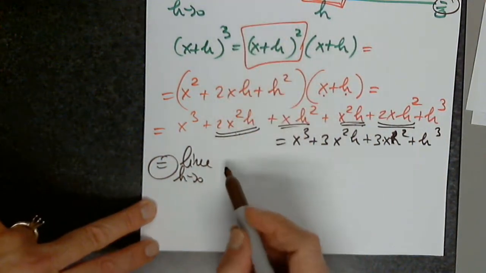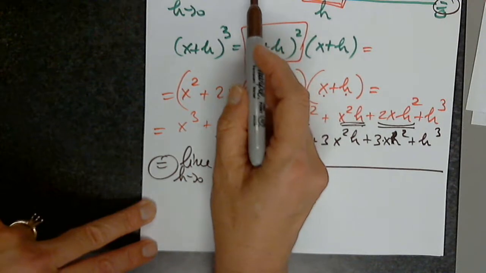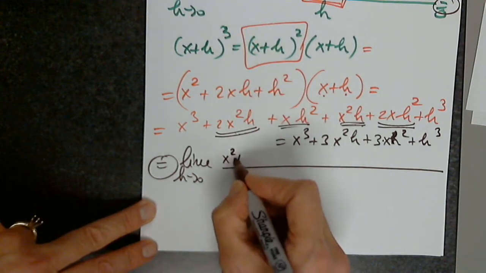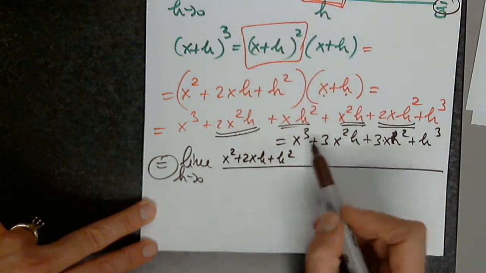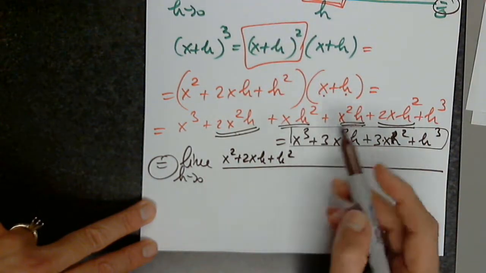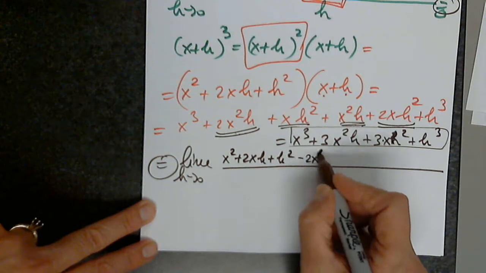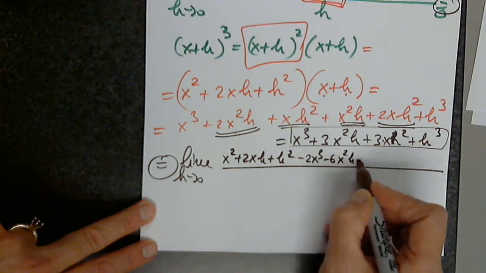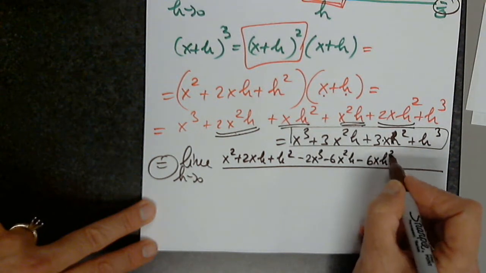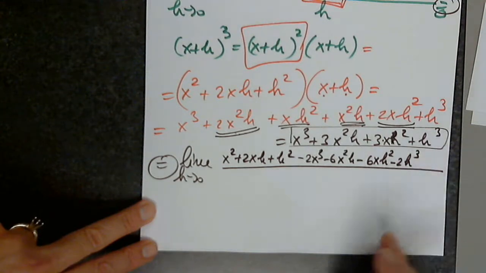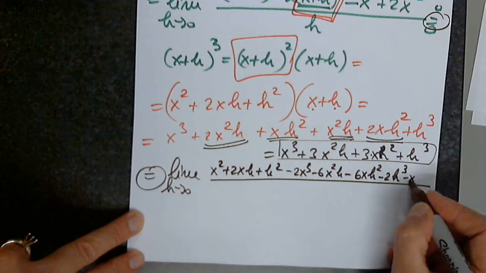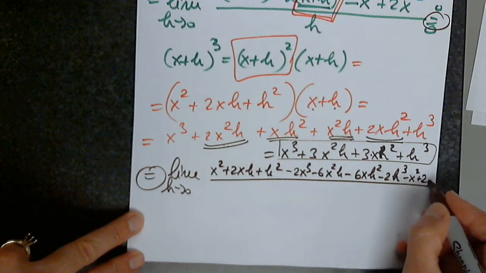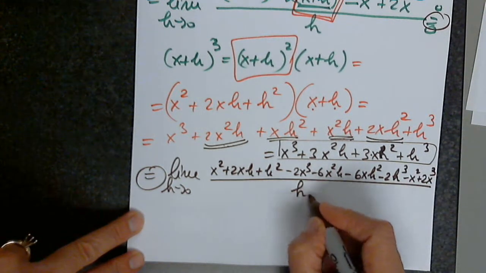I will expand (x plus h) squared. You already gave it to me: x squared plus 2xh plus h squared. I will distribute negative 2 to these 4 terms. So minus 2x cubed minus 6x squared h minus 6xh squared and minus 2h cubed. And I have to copy these 2 terms. So minus x squared and plus 2x cubed, everything over h.